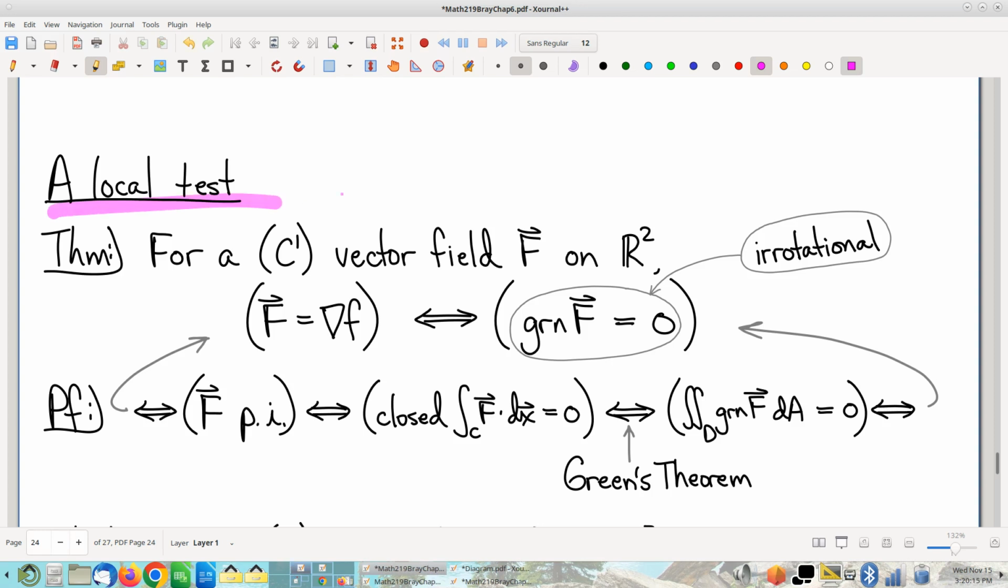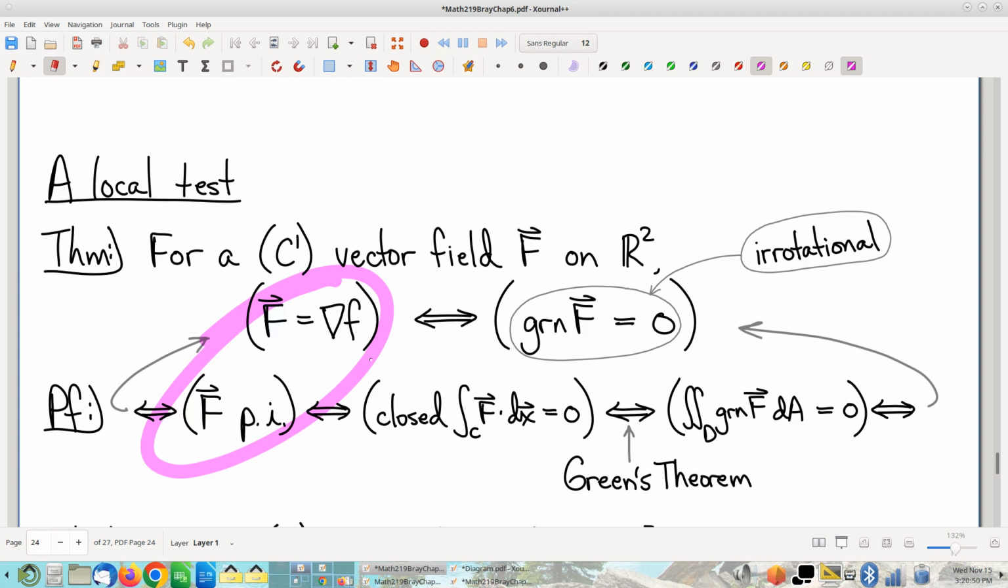The question is, if I have a vector field, how can I decide if that vector field is or is not a gradient of something? This is important because if it is a gradient of something, then I can find the anti-gradient. I can use the fundamental theorem of line integrals. That's really valuable to be able to do. Also, and we've already talked about this, the question of whether it is or is not a gradient is equivalent to the question of whether it's path independent. Path independent, again, is a useful property in various different ways.